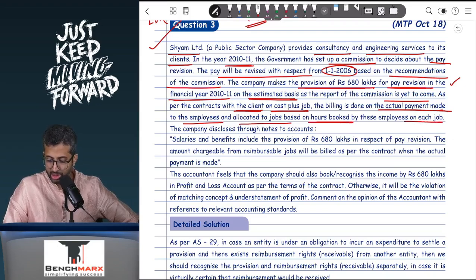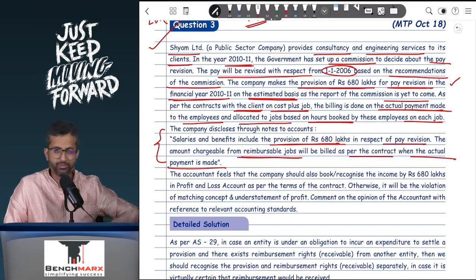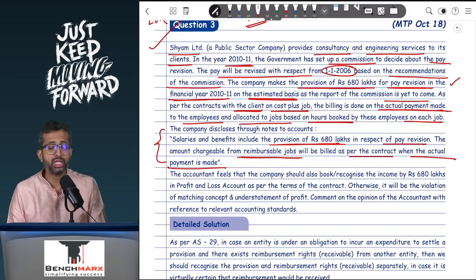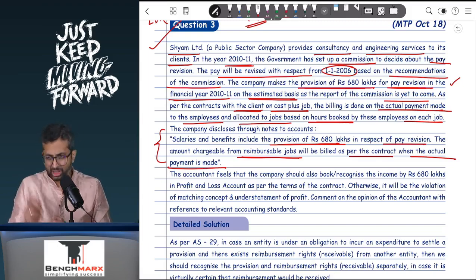The company discloses this through the notes. That is, salaries and benefits include provision of 680 lakhs in respect of pay revision. The amount chargeable from reimbursable jobs will be billed as per the contract when the actual payment is made. Fair enough. However, when the actual payment is made, you will bill and you will recover money. So this is a reimbursable asset based on the contract.